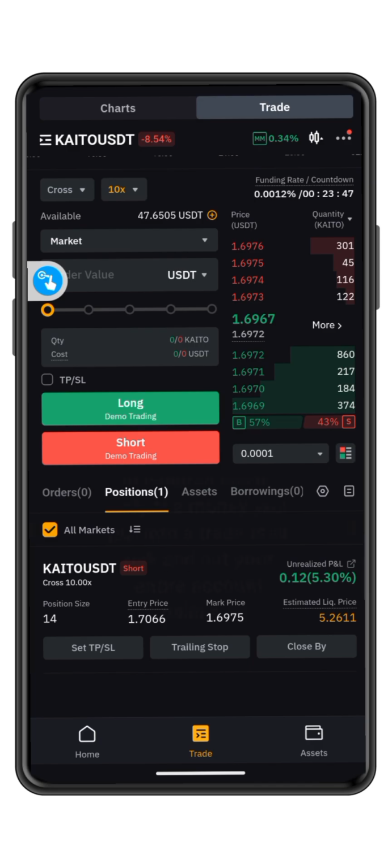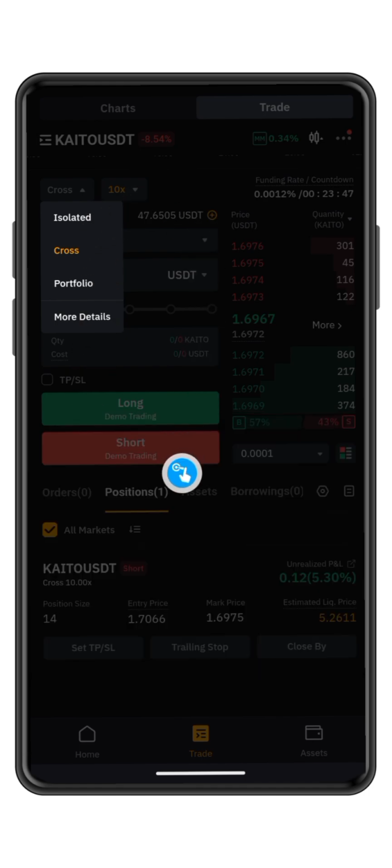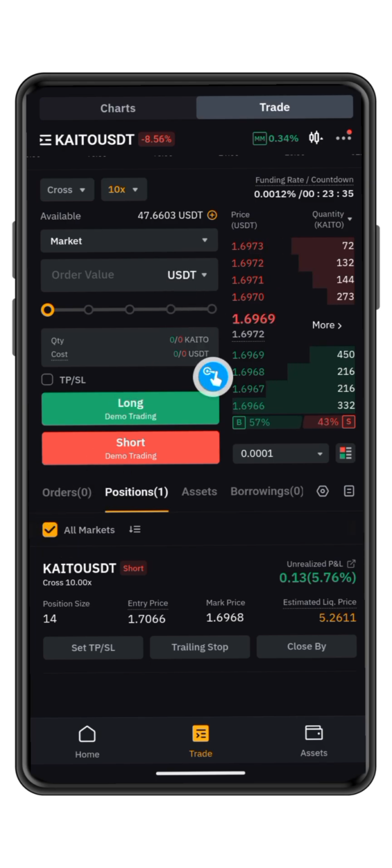If I click on that, you can see we've got another one, isolated. All right, so you can use isolated if you want to, but what it means to use isolated is that if the trade is on, you are not gonna lose all the money you've got here. The only money you're gonna lose will be the money you put into the trade. So once the trade goes against you, whatever money you put into that particular trade, that is the money you're gonna lose. You're not gonna lose the money here. But for cross, which is the mode I am using now, once this trade goes against me, I am gonna lose all of this money.